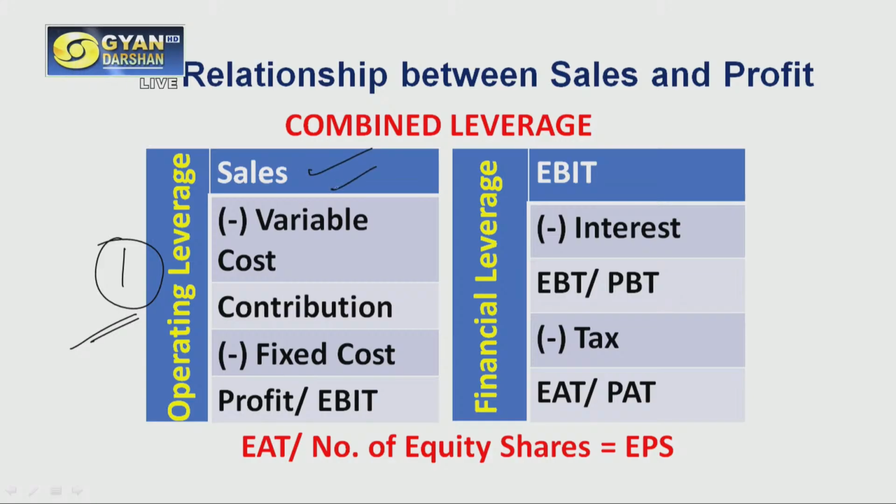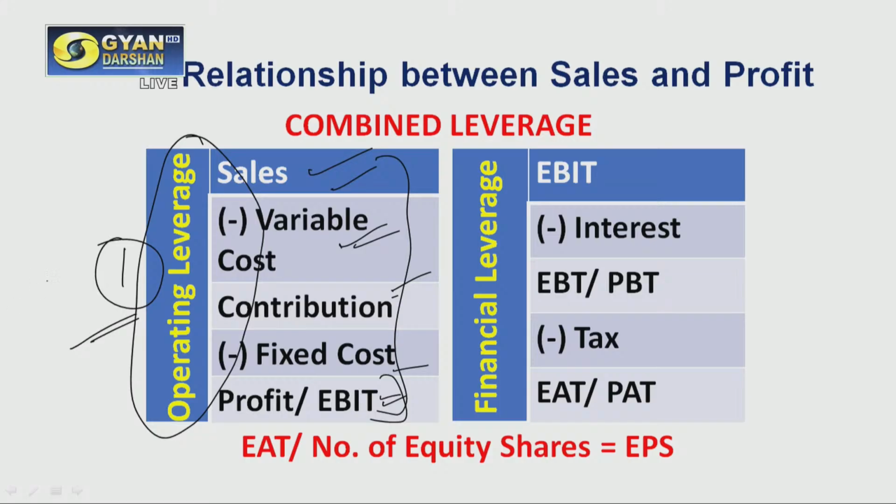We start with sales because we are talking about finance. What do we need to deduct from sales? We need to deduct variable cost. Once we deduct variable costs from sales, we get contribution, and after subtracting fixed costs from the contribution, we get profit. In terms of financial management, we call it earnings before interest and tax, that is EBIT. So this journey from sales to profit can be defined as our operating leverage.